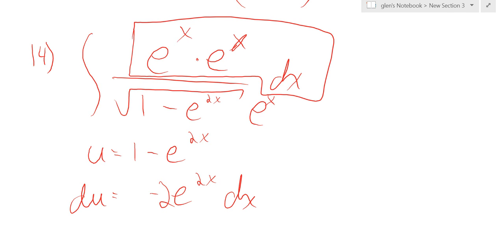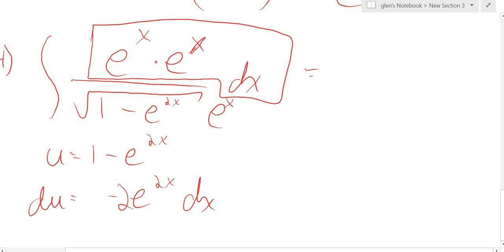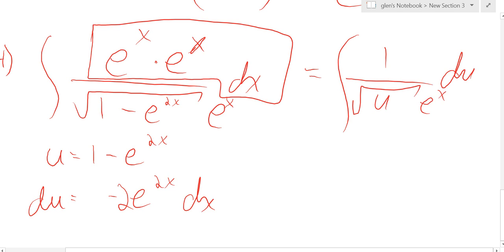But either way, this isn't going to work out. If we try this, we get the integral of e to the 2x up there times dx, so that's just du. Then we have 1 over the square root of 1 minus u. But then we have that e to the x left over on the bottom. I can't get rid of that, and I can't switch it to u's. I'd have to solve for e to the x, which is a real pain. That's how you know this isn't the right substitution. It didn't turn into an easy integral. So that's not right.